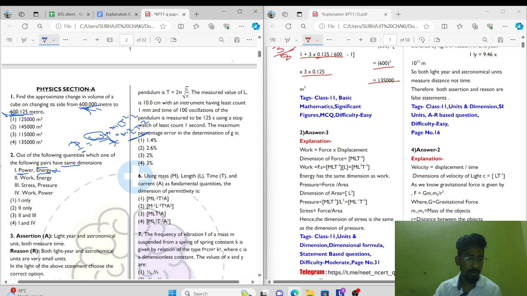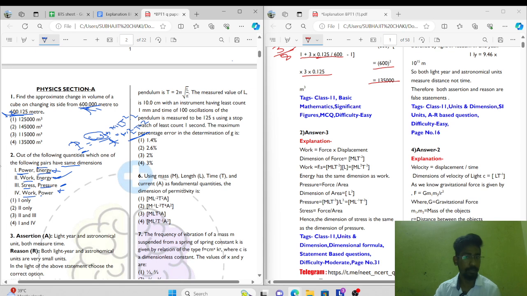Another one is stress and pressure. Stress is nothing but force per unit area, and pressure is also force per unit area. That means if two physical quantities have similar mathematical formulas, they are bound to have similar dimensions. So stress and pressure also have similar dimensions. Now work and power, I already discussed: power is work per time, so there is a time factor whenever you calculate the dimension of power.